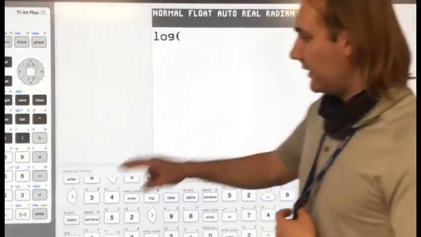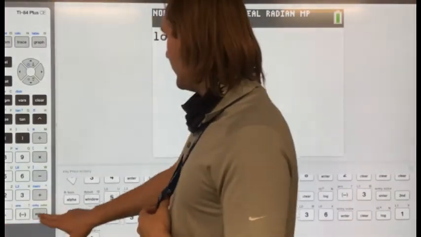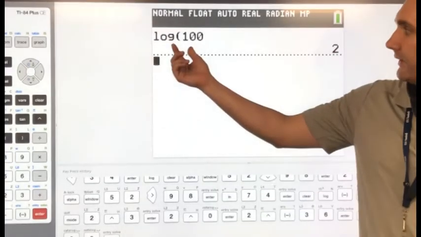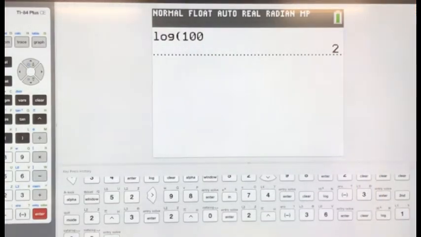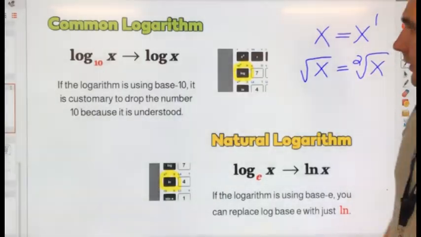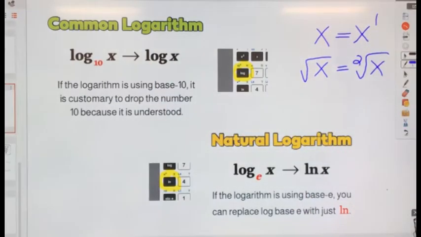So log base 10 of 100 is 2. That makes sense. How many times do I multiply 10 to get 100? Twice. So this log on the calculator is only talking about base 10.